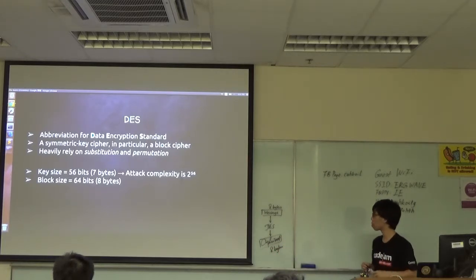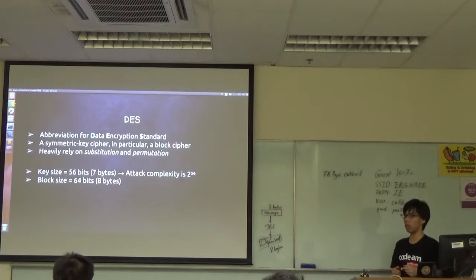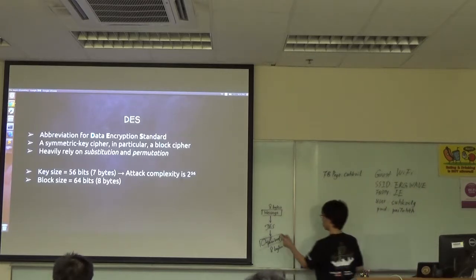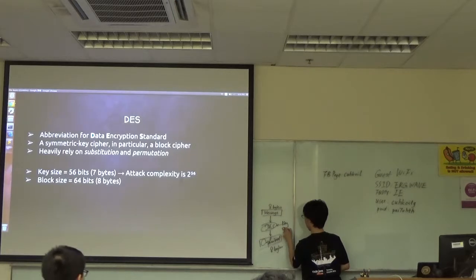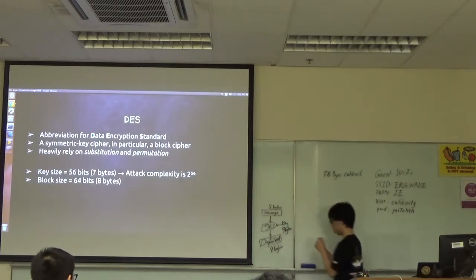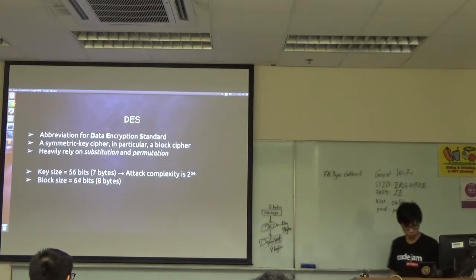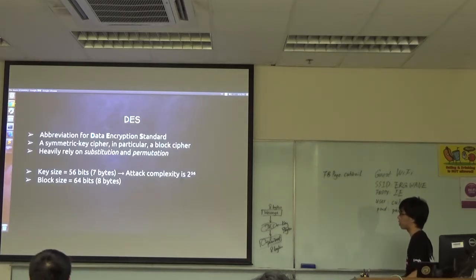Into 8 bytes. And this is what is happening. And for DES, we also have a key, which is 56 bits, that is 7 bytes. So, theoretically, the complexity of attacks should be 2 to the power 56.